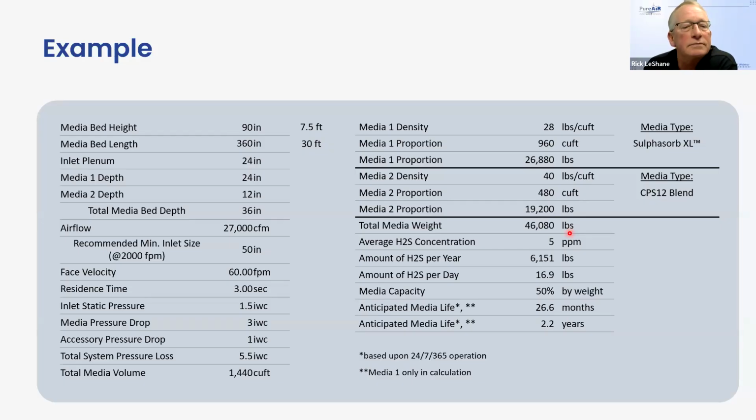Something we try to make sure of is that our systems will last more than 1 year as far as the consumption of the media. We want the media to last at least 1 year. In this situation, we know we've got 5 parts per million of H2S, the concentration of the gas. And you can see that that'll give us about 2.2 years of life. And that's very desirable for the customer, so they don't have to change out the system as often.